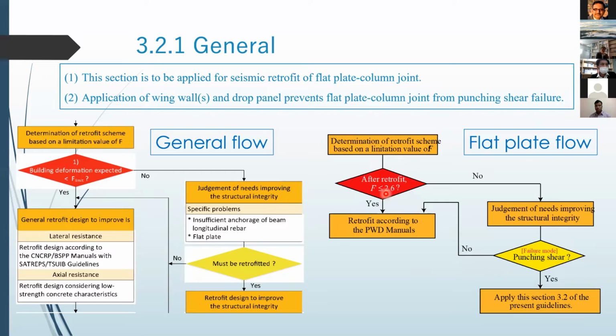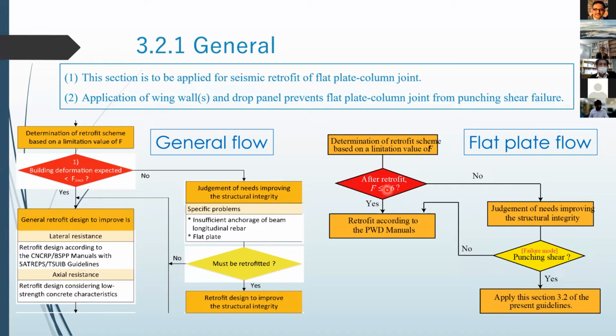One of the keywords in this guideline is loss of structural integrity. In the case of flat plate structure, the loss of structural integrity will be caused by punching shear failure. So we verify the deformation at the punching shear failure before, and as a result, we use the upper limit of F value 2.6 for punching shear failure.